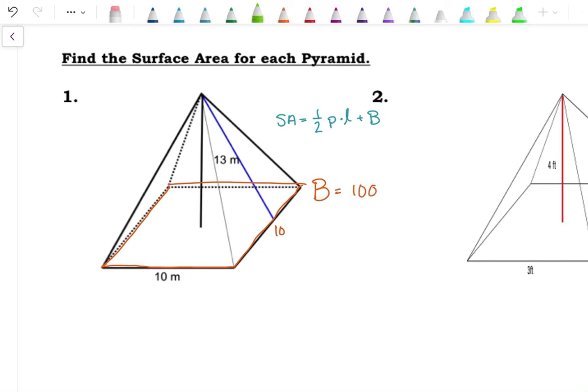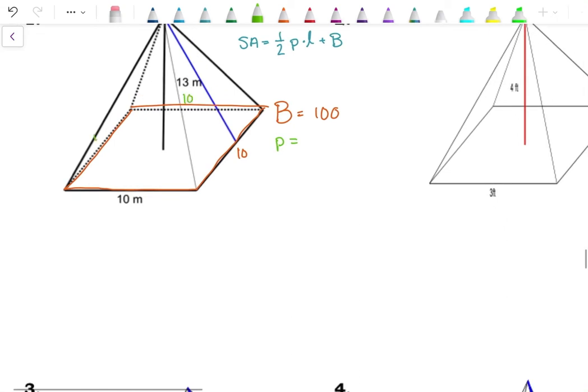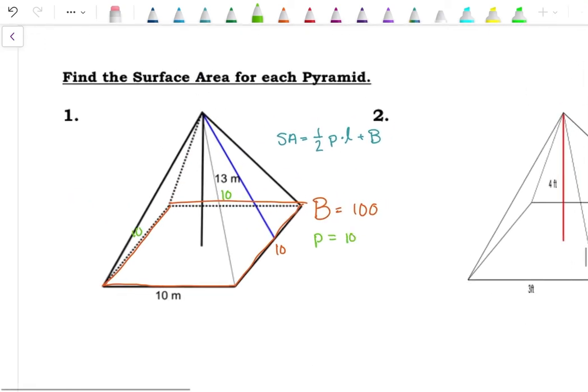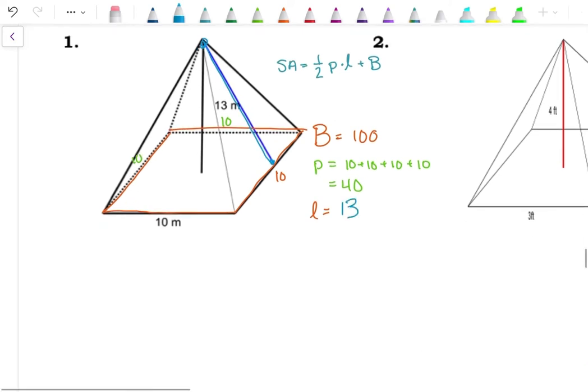The next thing I need to find is the perimeter. My perimeter is going to be adding up all the sides of my base, which is going to be 10 plus 10 plus 10 plus 10, or 40. And the next thing I need is my slant height, which we represent by this little cursive L. My slant height is going to be this highlighted blue line right here, which they conveniently label as being 13.